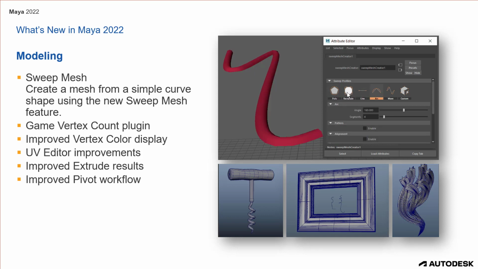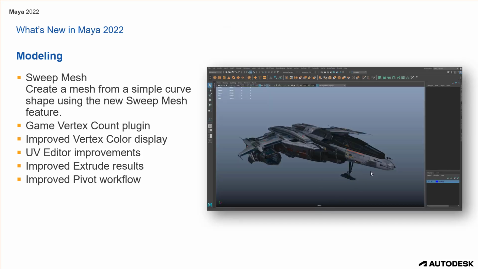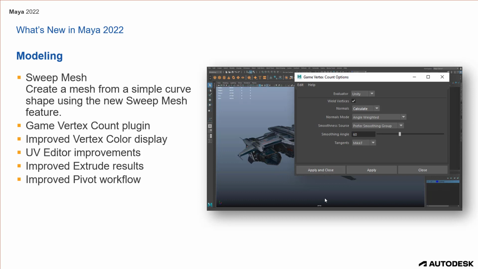We have a new Gain Vertex Count plugin. When you model in polygons, you can turn on the vertex, face and edge count in the upper left corner. There's a new plugin that modifies this display depending on the game engine that you are working with. For example, when you use Unity, there's a different way to calculate the surface normals and the edges, etc., in the representation of the Unity engine.